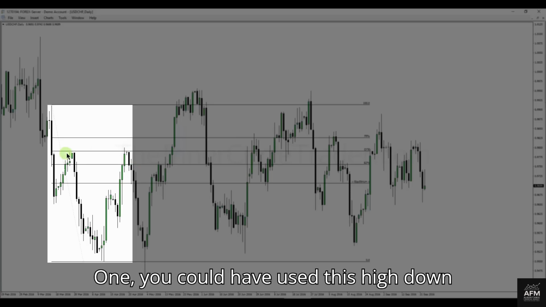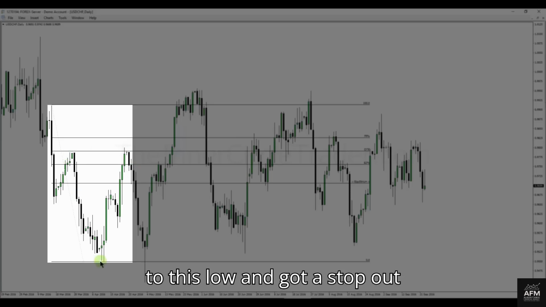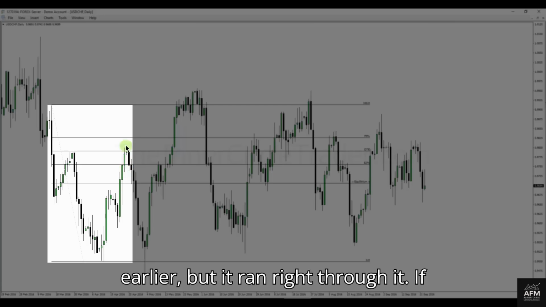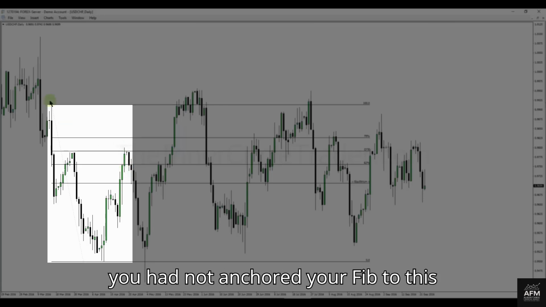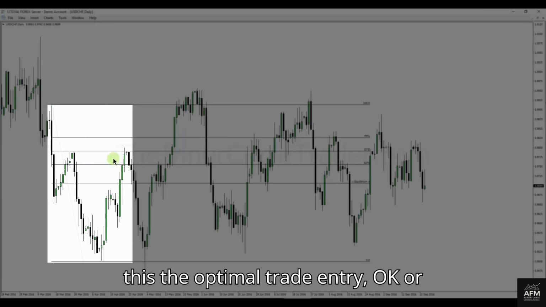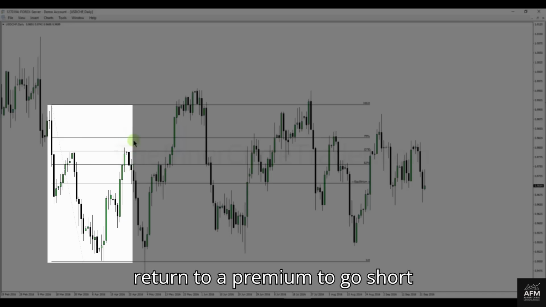So 2 scenarios. One, you could have used this high down to this low and got stopped out in the initial 62 to 79% retracement levels where we saw earlier, but it ran right through it. If you had not anchored your fib to this high to this low, you would never see this optimal trade entry, okay, or return to a premium to go short.